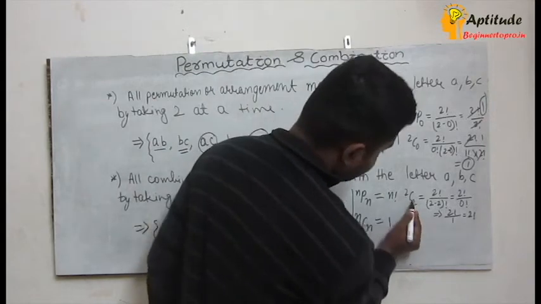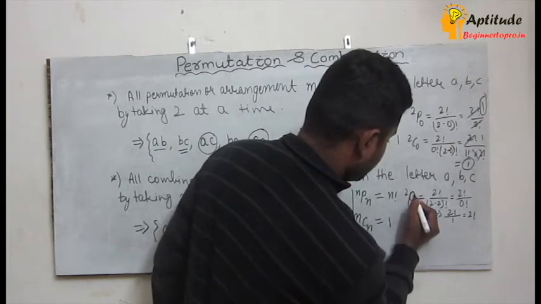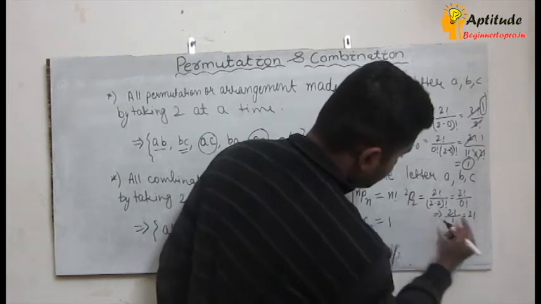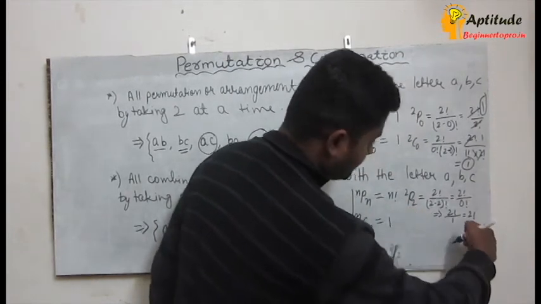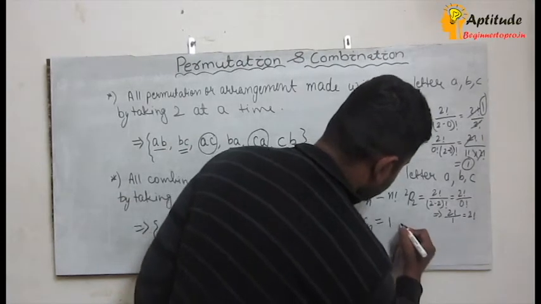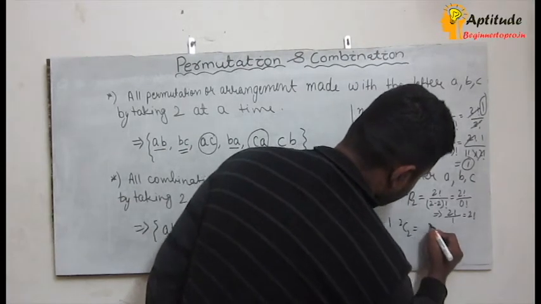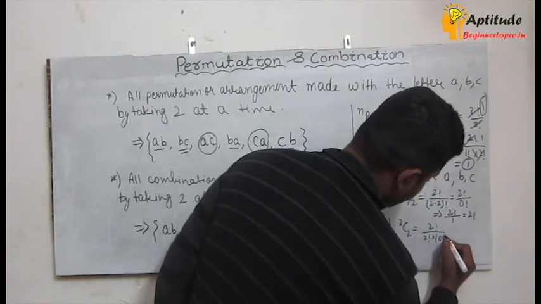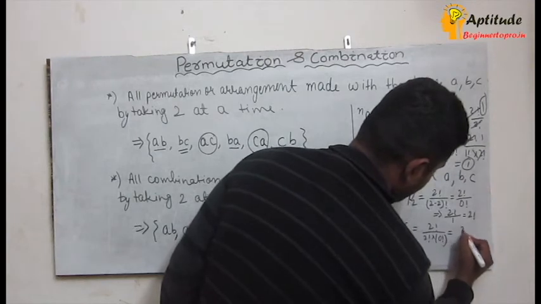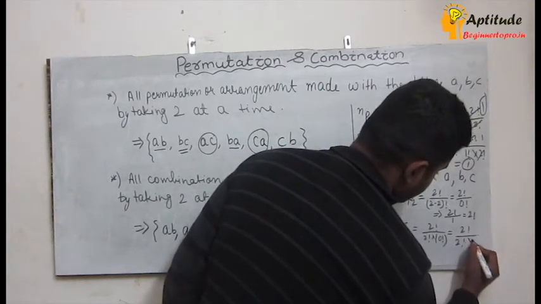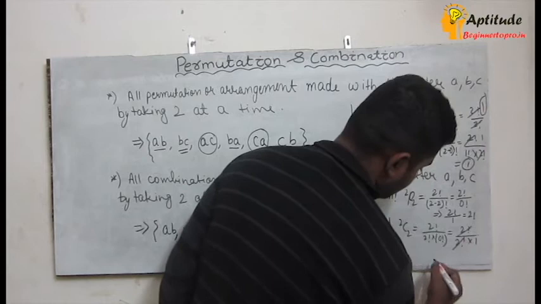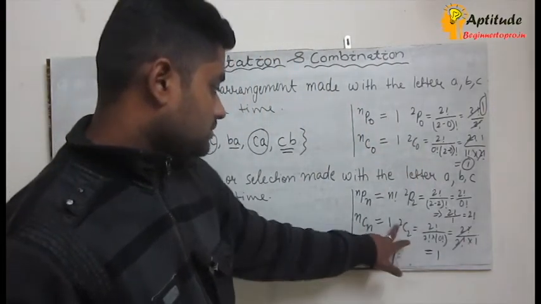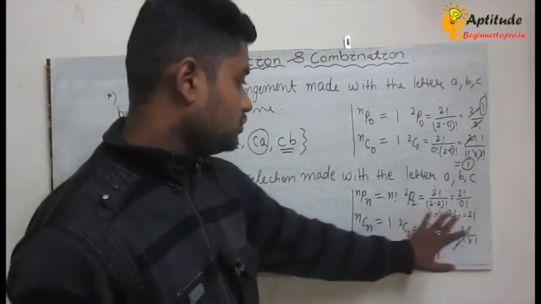See, in case of permutation, NPN is nothing but n factorial. 2P2 is nothing but 2 factorial. But in case of combination, 2C2 is 2 factorial by 2 factorial into (2 minus 2) factorial, that is 0 factorial. Okay? So 2 factorial by 2 factorial into 1. So 2 factorial will cancel out. So the final value is 1. So NCN, 2C2 is 1, 2P2 is 2 factorial.